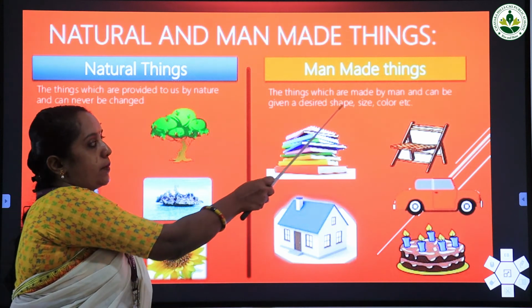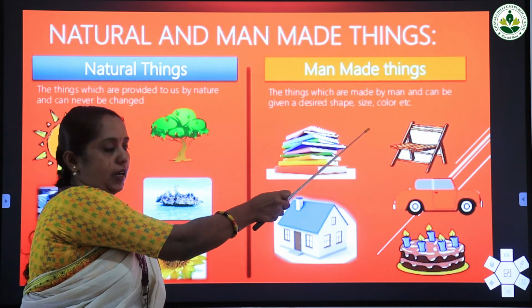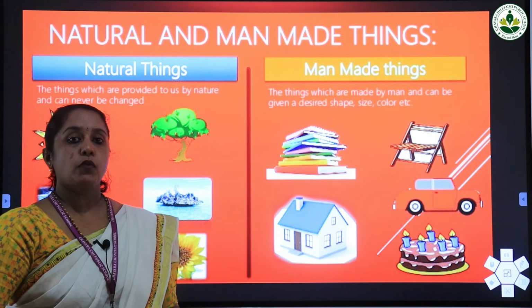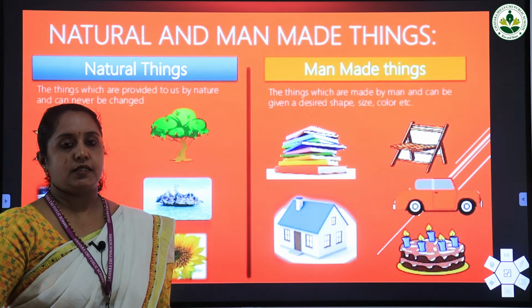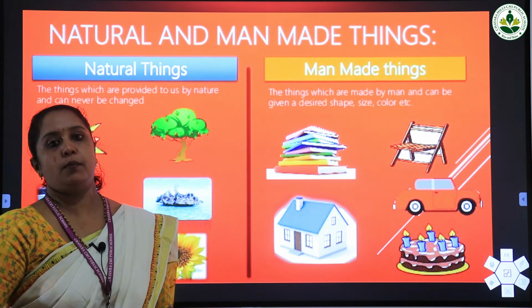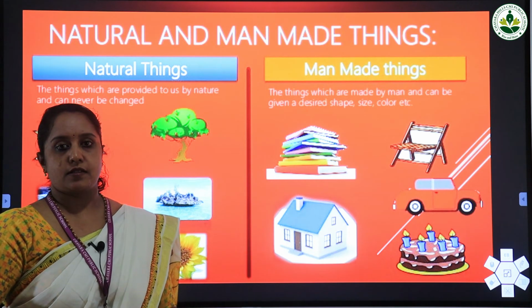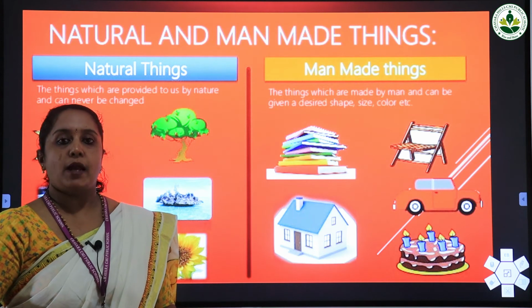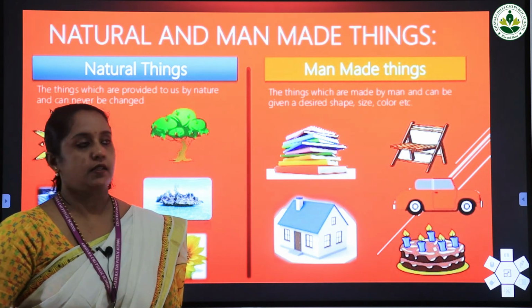So the things which are made by man and can be given a desired shape, size and color are known as man-made things. There are a number of examples apart from this. You can see the table, chair, different furniture, bed, coat, all these things are made by man. Even buildings are constructed by people, isn't it? So there are a lot of man-made things, and man-made things do not have any life in them. So they can also be said as non-living things.